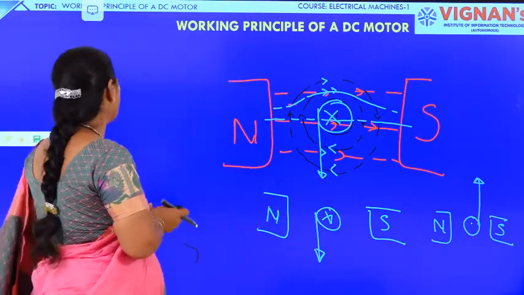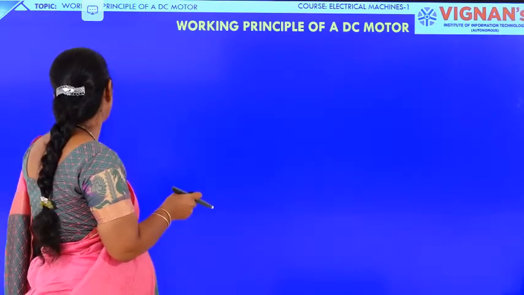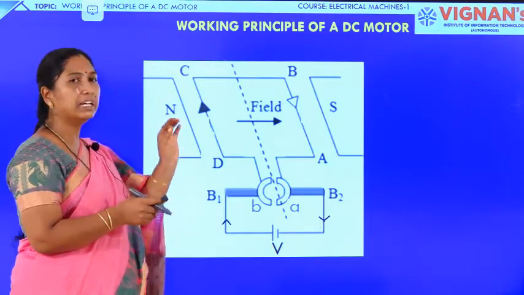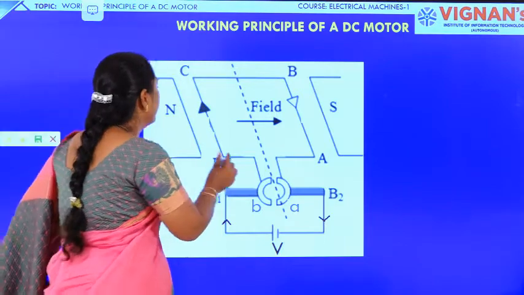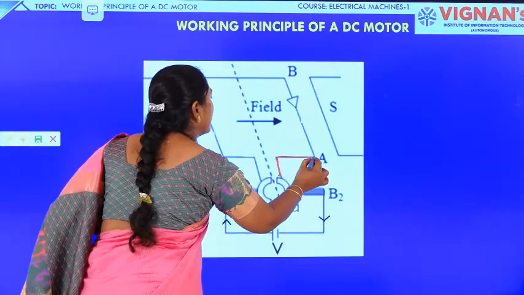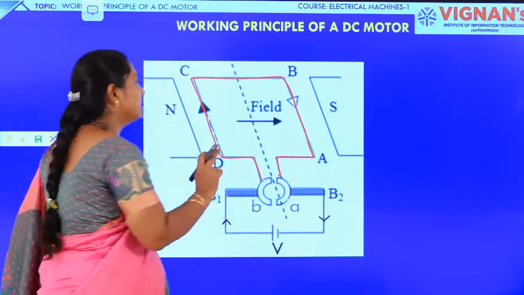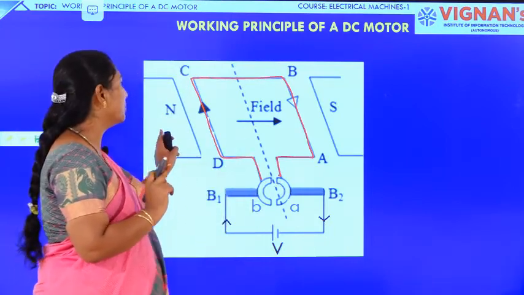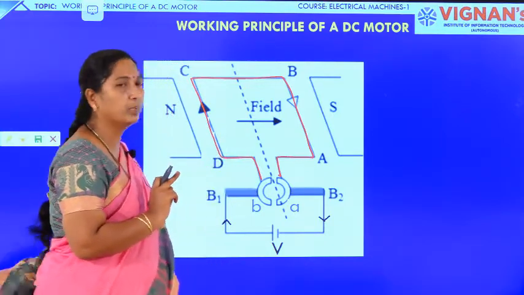Now let us see how this is implemented in a DC motor. We take a simple single turn coil where the coil sides are A, B, C and D. I am considering a single turn coil which is placed in the magnetic field, with the north pole and the south pole here.